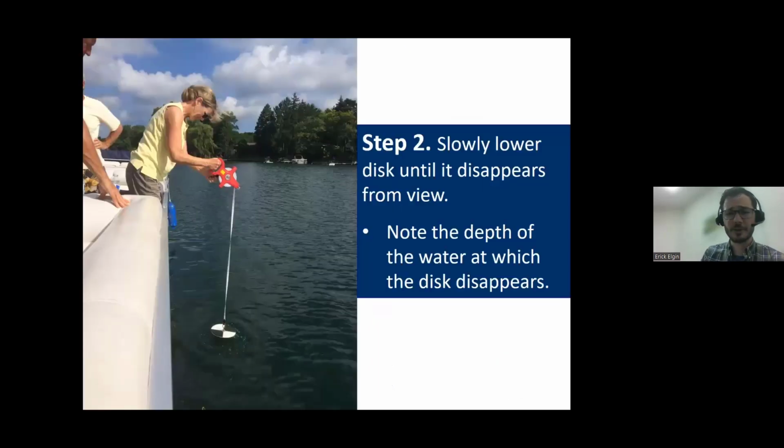So step 2. Now you're over that deepest location. Now you slowly lower the disk until it disappears from view. So slowly look, and make sure you don't have sunglasses on, because sunglasses will change how far you can see. So you want to use your naked eye. Of course, if you have glasses, you can use glasses. When the disk disappears from sight, you note the depth on your tape measure here. Note the depth right at the water level at which the disk disappears.